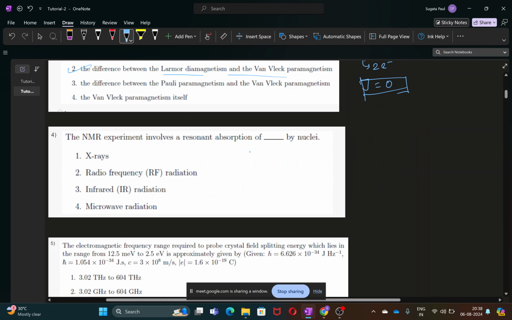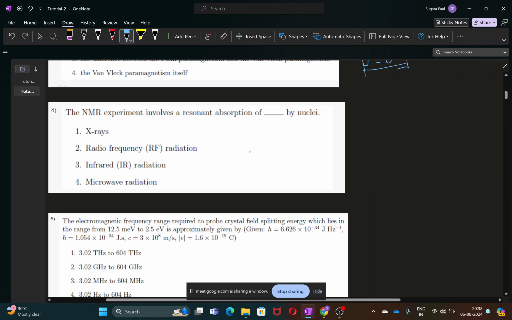Now question number 4 is that the NMR experiment, NMR means a nuclear magnetic resonance experiment, involves a resonant absorption of which ray by nucleus. So the answer will be, it is a radio frequency radiation that is used in the NMR experiment. So I'll just briefly explain the idea of NMR, that in NMR you consider the nuclear spin. Okay, so the nucleus also has an effective spin, and when there is a magnetic field present, that spin tries to precess around this magnetic field direction, or eventually it will try to align along the magnetic field direction.